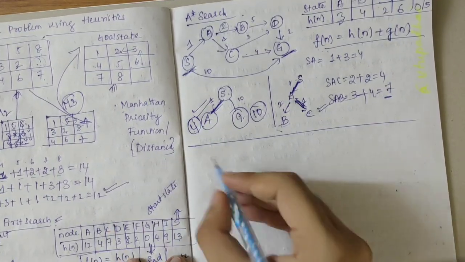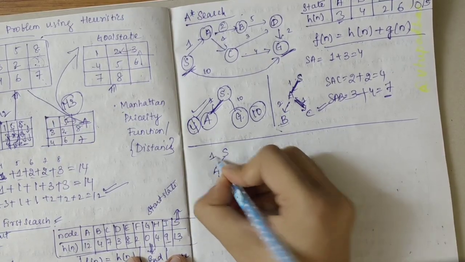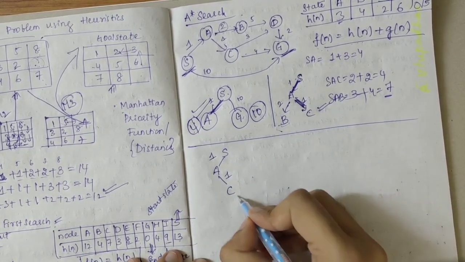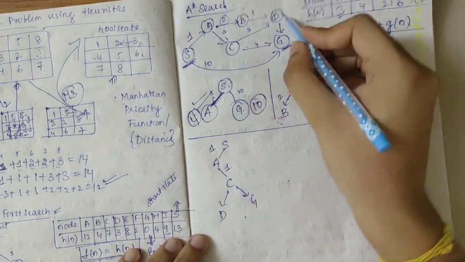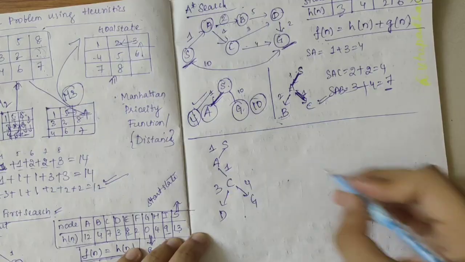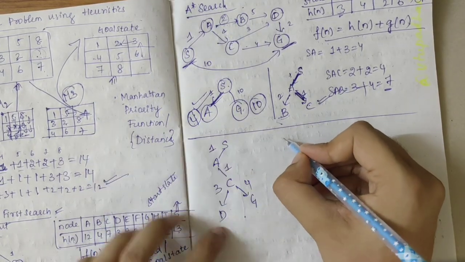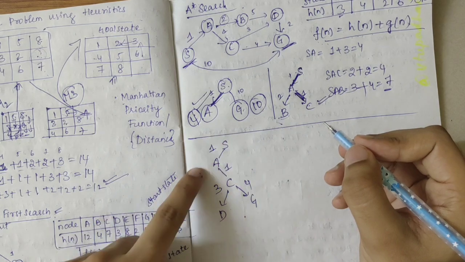So next, from S I moved on to A, and from A I went to C. Here 1, here 1. And now from C I have two options, either to go to G or to go to D. So from C to D it is 3 here, and from C to G it is 4. Path cost is 4. Now I'll calculate from S to D. From S to SAC I have reached, right? Now I'll calculate from SACD.